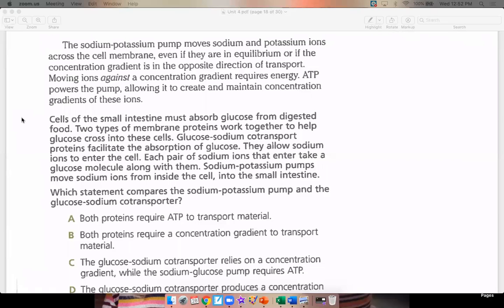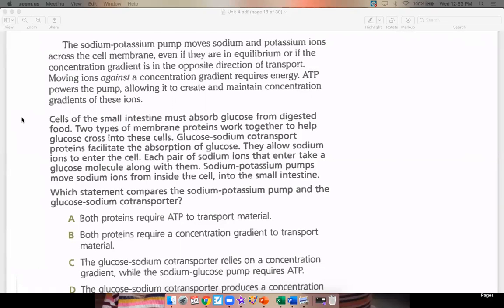Cells of the small intestine must absorb glucose from digested food. Two types of membrane proteins work together to help glucose cross these cells. Glucose-sodium co-transport proteins facilitate the absorption of glucose. They allow sodium ions to enter the cell. Each pair of sodium ions that enter take a glucose molecule along with them. Sodium-potassium pumps move sodium ions from inside the cell into the small intestine.